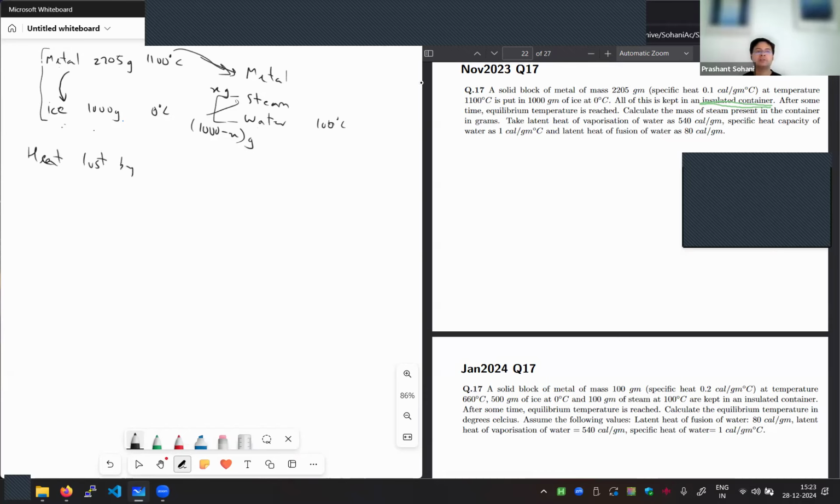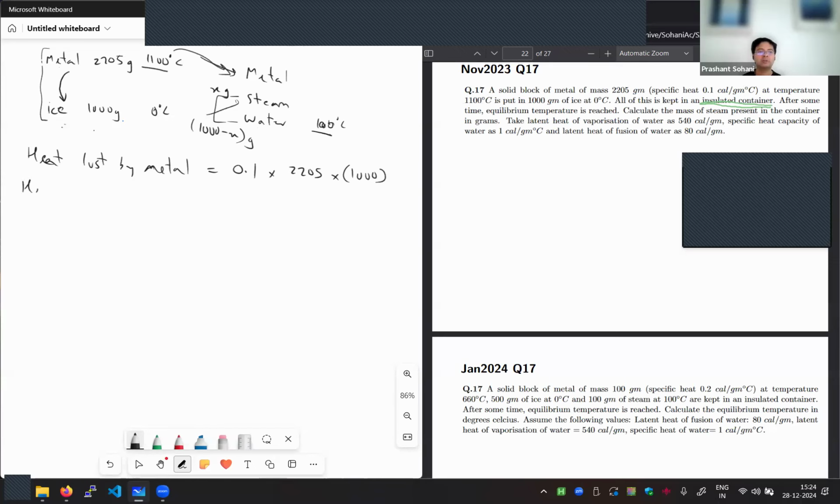lost by the metal will be equal to, if you use the specific heat capacity formula, the specific heat of the metal, 0.1 gram calorie, multiplied by the quantity of the metal and the temperature change. How much is the temperature change? It went from 1100 to 100 degrees, right? So it has lost 1000 degrees of temperature. So this is the heat that the metal has given.